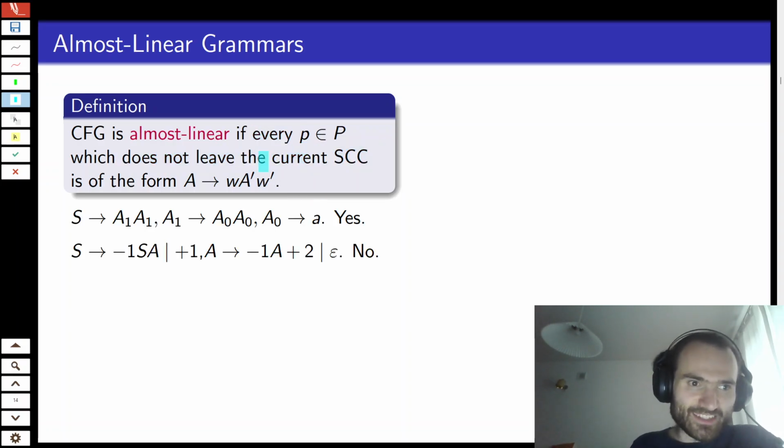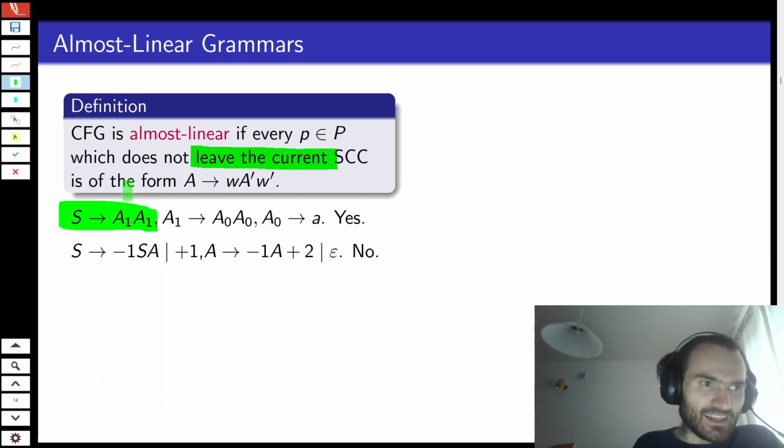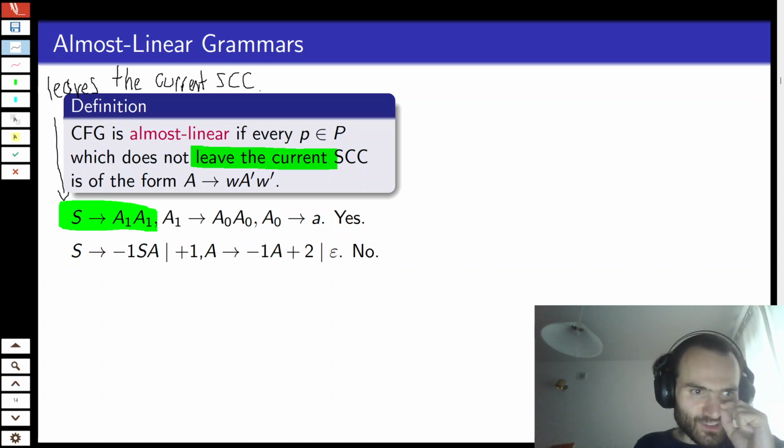So let's first see what it means to leave the current SCC. For example, this production here leaves the current SCC. In what sense does it leave the current SCC? Well, in the sense that there is no symbol on the right hand side which is in the same SCC as the left hand side. So like nothing here is in the same SCC of S.